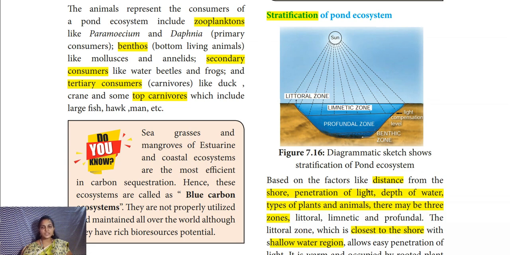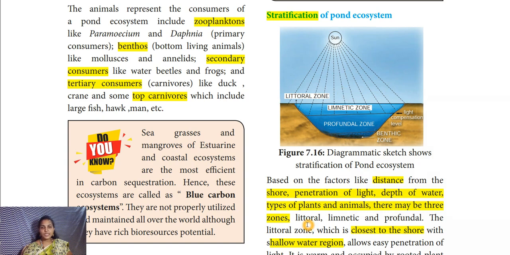So what are the factors we are considering? This is the seashore, so the distance from the seashore: from the shore, how much distance at the pond level. Then the penetration of light, how much distance it travels inside the water, and the depth of the water, how deep the pond is. And the types of animals and plants, and which layer these organisms occupy, whether the surface layer, middle layer or deeper layer. Based on these factors, we can classify it into zones.